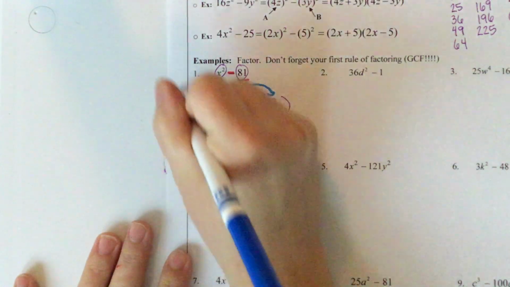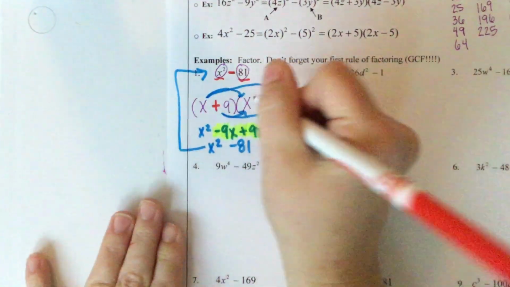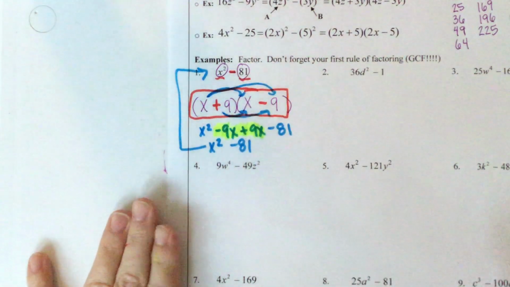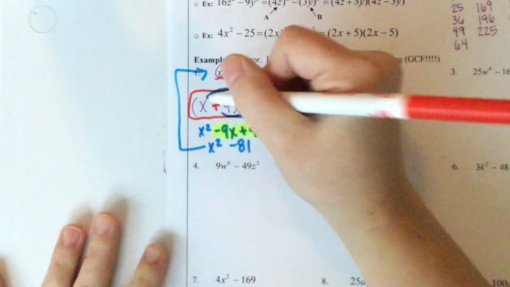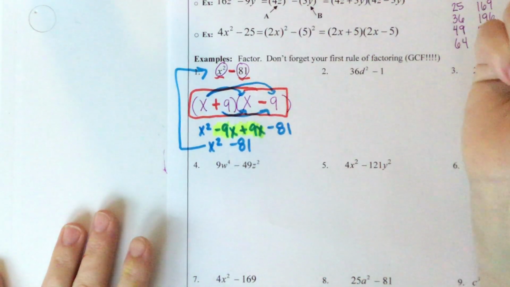And do you see? That's how our problem started. So that's why this is the answer. When you multiply it out, it gives you what you started with, so you know you're right. So this is a way of checking your work. Not saying you have to do it, but it's a way to check. If this did not multiply out to give me this, then I've done something wrong.